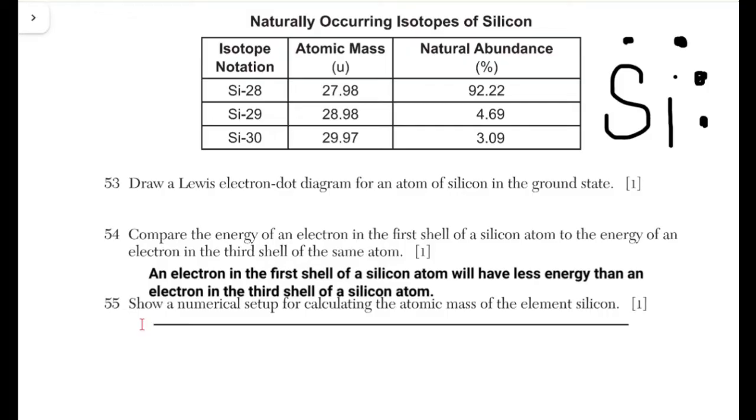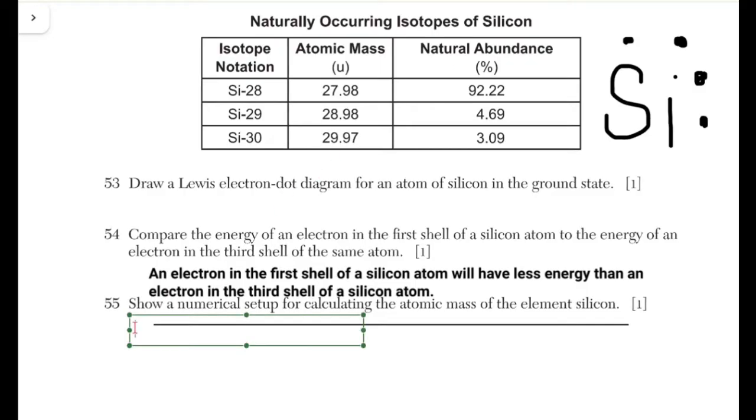Show a numerical setup for calculating the atomic mass of the element silicon. To calculate the atomic mass of the element, we must multiply each isotope's mass by the isotope's natural abundance. In the equation, the natural abundance must be in decimal form. So for example, 52% should be 0.52 in the equation. Or if you choose to keep it as 52, the entire equation should be divided by 100.